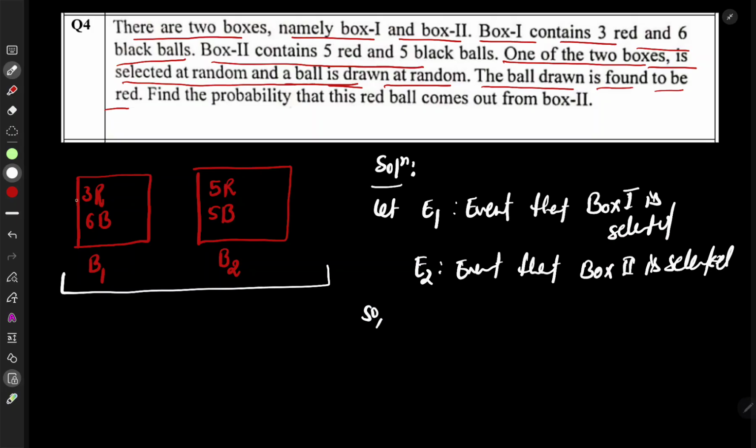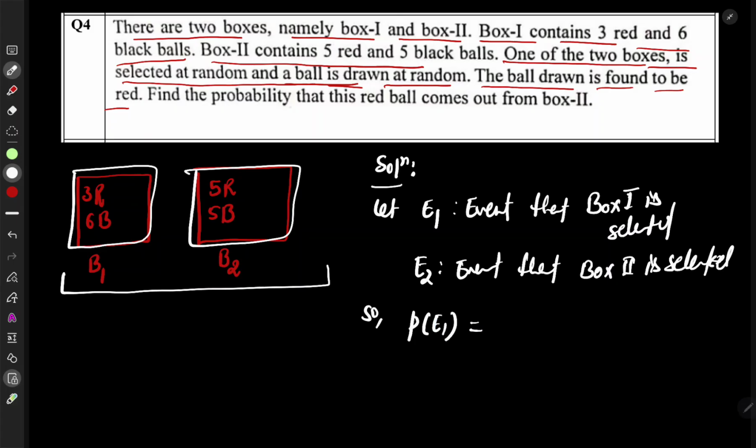Obviously both boxes look similar; inside the boxes the number of balls is different. Let's say you close your eyes and I put two boxes in front of you and say touch one box, and after touching you need to take a ball from there. So the probability that you select any box is 1 by 2. So probability of E1 equals probability of E2, which is 1 by 2.